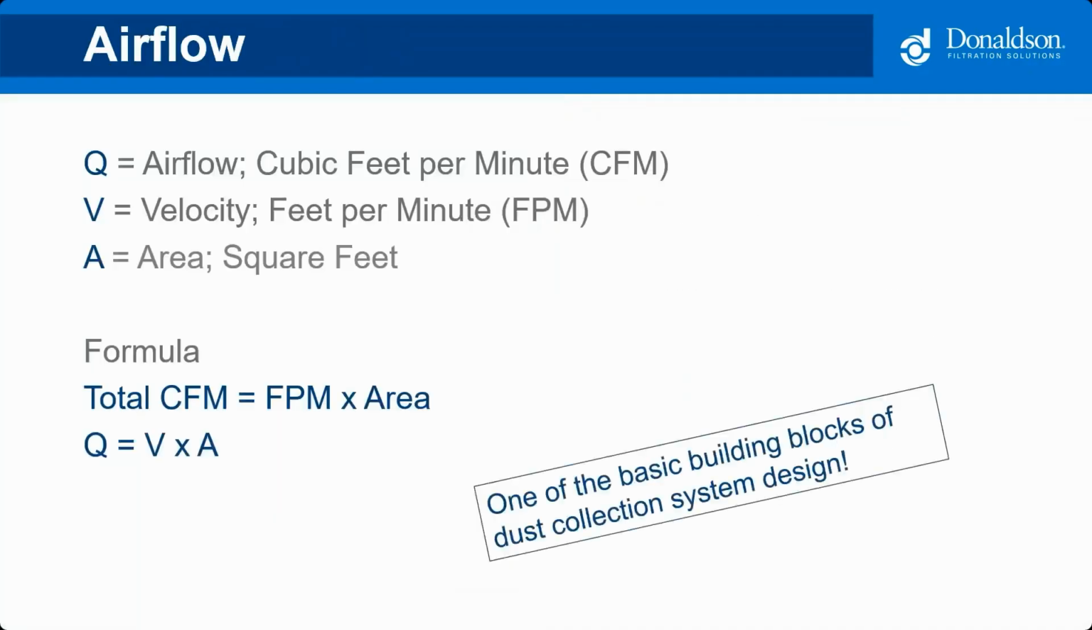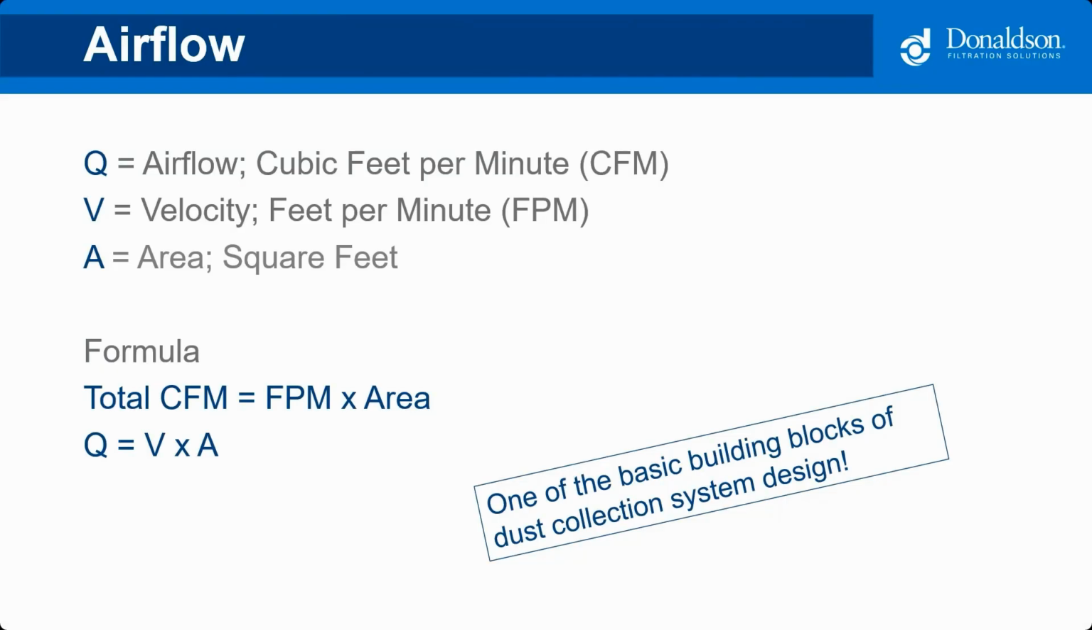So there are a lot of different formulas that we use when we're designing a system, but the most basic and widely applied is the airflow. We refer to that as Q equals V times A. In that formula, Q represents the cubic feet per minute, or CFM, of air that's needed. And in order to get the Q, we have to multiply the velocity of the air, the V, by the area, the A, of the hood or duct that the air is flowing through. This formula is the basic building block of dust collection system design.